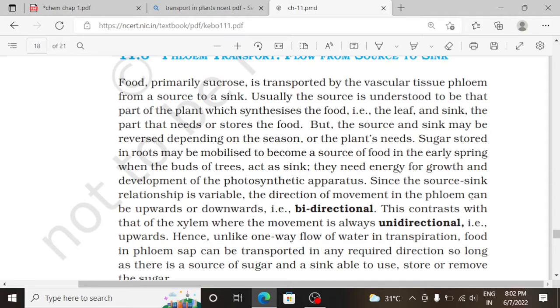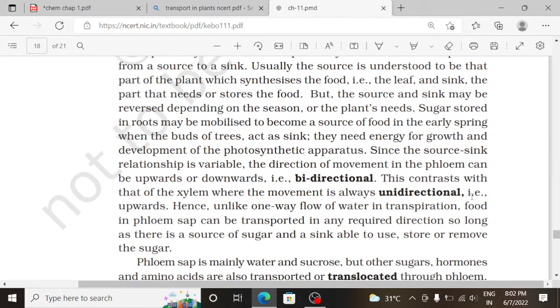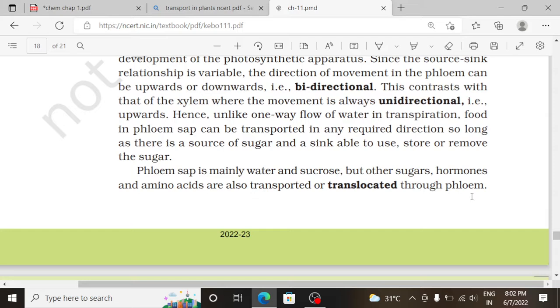Sugar stored in roots may be mobilized to become a source of food in the early spring when the buds of trees act as a sink. They need energy for growth and development of photosynthetic apparatus. Since the source-sink relationship is variable, the direction of movement in the phloem can be upwards or downwards. That is bidirectional. This contrasts with xylem where the movement is always unidirectional.